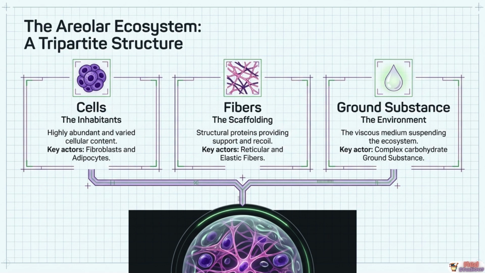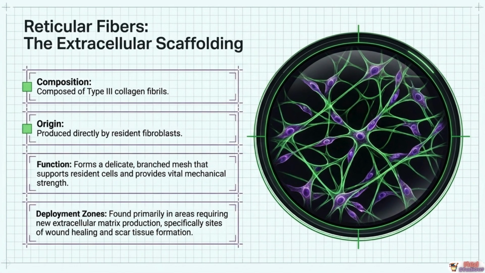These are structural proteins, primarily reticular and elastic fibers that provide both mechanical support and essential recoil so the tissue doesn't tear. The third and final pillar is the ground substance, the environment itself. This is a viscous, clear medium that suspends the entire ecosystem. It is composed of complex carbohydrates and acts like a biological shock absorber. Together, cells, fibers, and ground substance work in perfect synergy to maintain tissue homeostasis, facilitate nutrient diffusion, and provide a stage for immune defense.